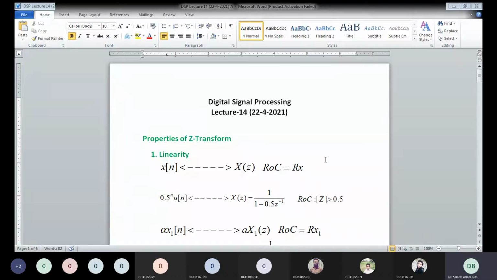Today we are going to discuss properties of the Z transform, and that would be the last topic of chapter number 3. There are 6 or 7 properties, so let's start with the first property.